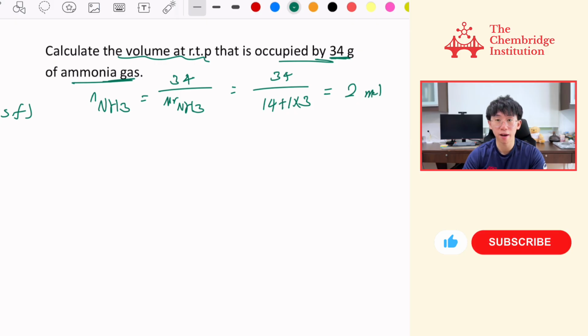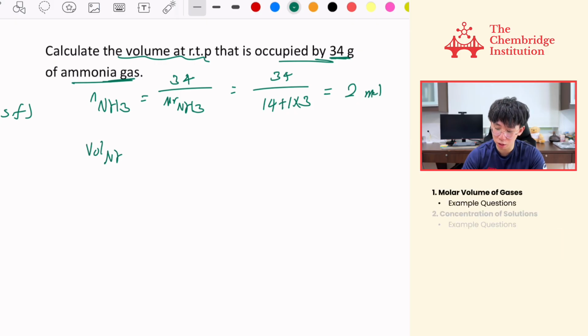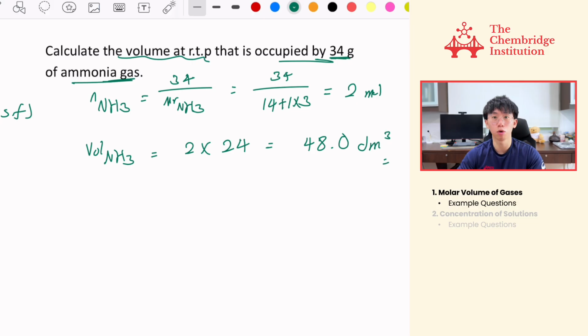Okay, and once we have that, we can find the volume of the ammonia gas. So we know there's 2 moles, so just 2 times 24. Okay, this will give you a value of 48.0 dm³ over here.